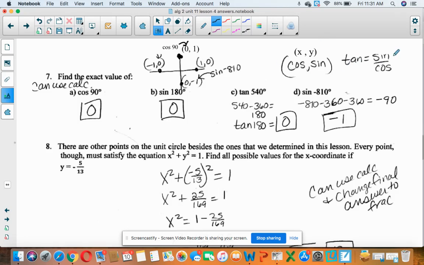Okay, and I put this over here just for you all to remember. x, y is the point, cosine is x, sine is y, and tangent is just sine over cosine.